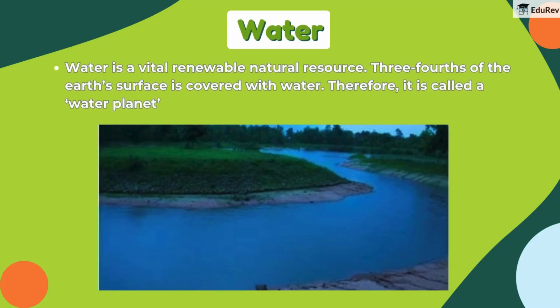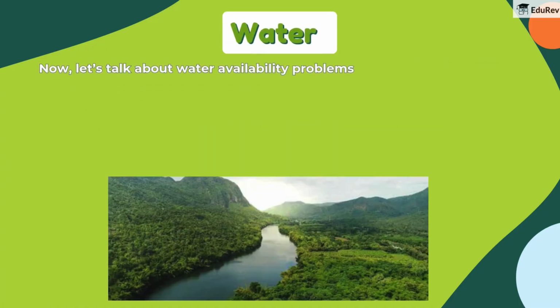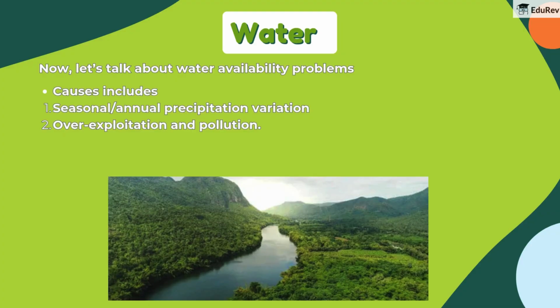Water is a vital renewable natural resource. 3/4 of the Earth's surface is covered with water. Therefore, it is called a water planet. Now let's talk about water availability problems. Causes include seasonal and annual precipitation variation, overexploitation, and pollution.